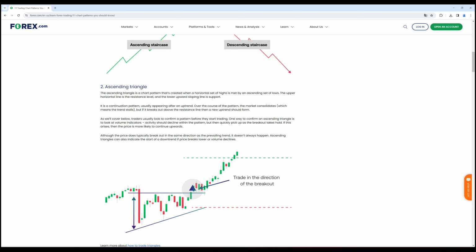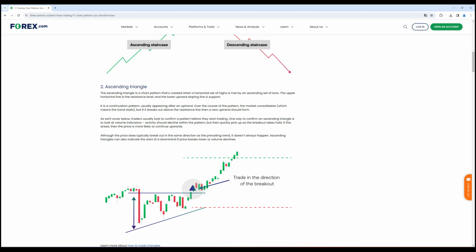So when we start talking about ascending triangles, this is a very good topic. An ascending triangle is a chart pattern that is created when a horizontal set of highs is met by an ascending set of lows. As you can see right here, we're in a triangle. We're seeing it stay within the triangle, between the resistance and the baseline. And as you can see, it breaks above the resistance line, and pretty much it goes in an upward trend. It's a continuation pattern, usually appearing after an uptrend.